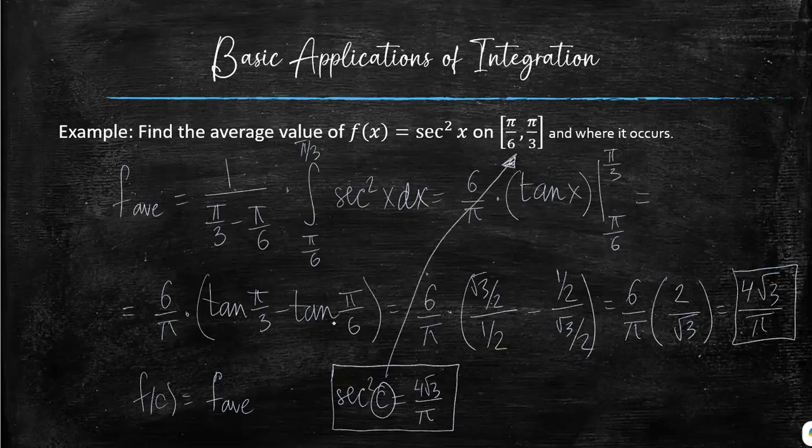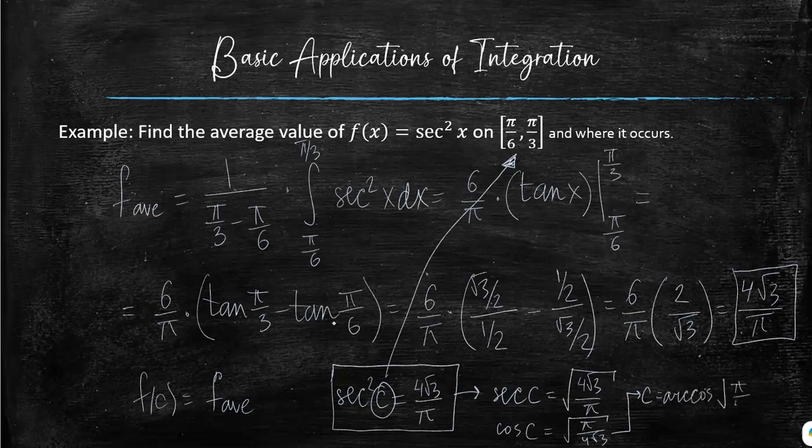Let's see if we can solve this analytically. So secant c is equal to the square root of 4 square root of 3 over pi. That's secant c. So cosine of c will be equal to the reciprocal of that, so it's going to be the square root of pi over 4 square root of 3. And now solving for c means we're going to find the arc cosine of the square root of pi over 4 square root of 3.